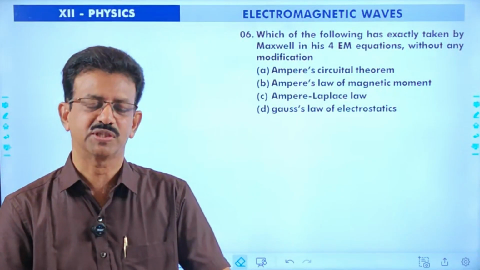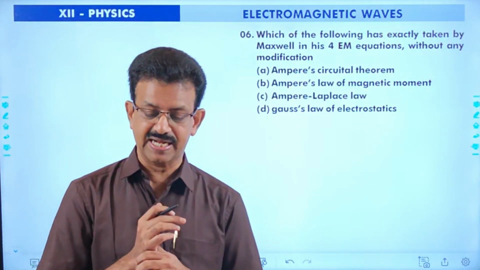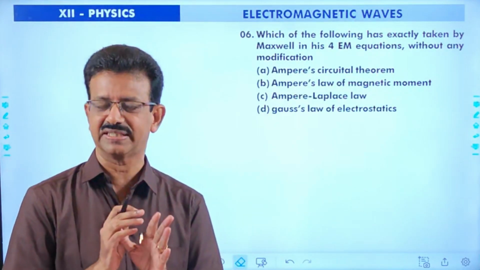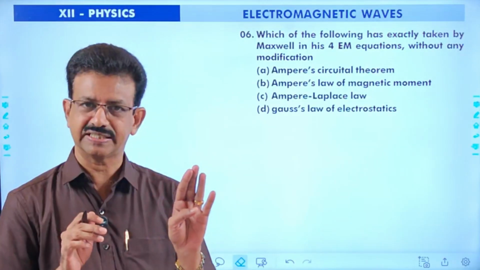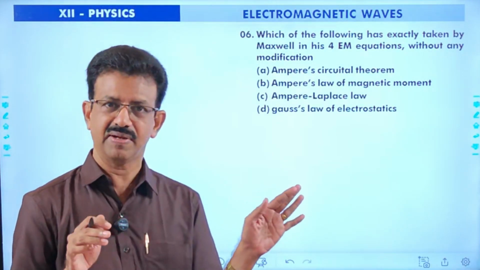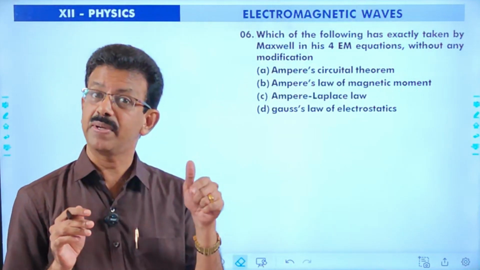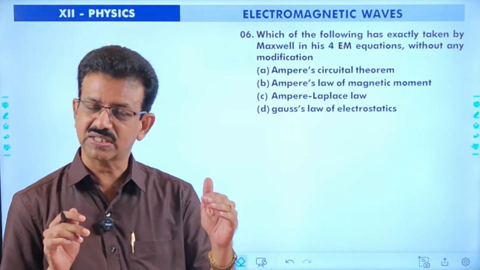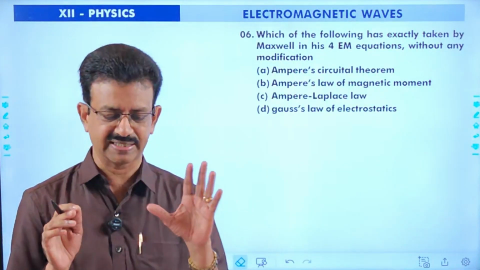Now we are moving to question number 6. Which of the following has been taken exactly by Maxwell in his four electromagnetic equations without any modification? We have already discussed Faraday's law of electromagnetic induction. That is taken exactly in the given form. Second one, Ampere's circuital theorem, is modified with a correction factor. Then Gauss's law of electrostatics and Gauss's law of magnetism, those two are taken in the exact form.